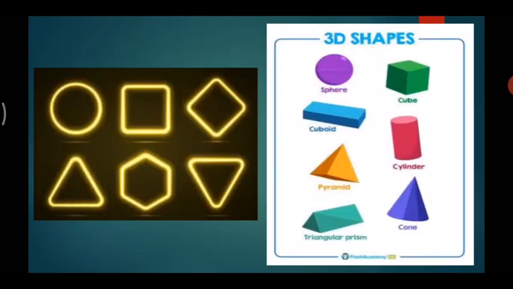Let's move forward. Now students, look at these pictures. What is the difference between both the pictures? Yes, the first picture shows images which are 2D in nature, while the second one shows the shapes which are 3D in nature. The first picture has circle, square, diamond, triangle, hexagon like shapes. And the second picture has cube, cuboid, cylinder, sphere, etc.